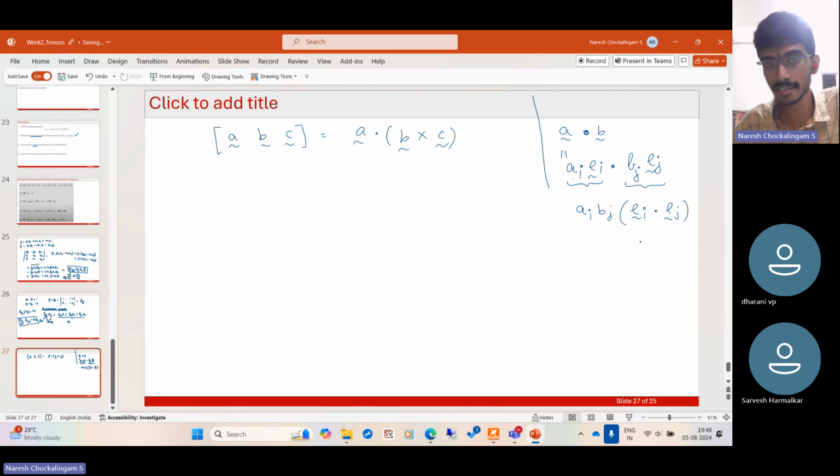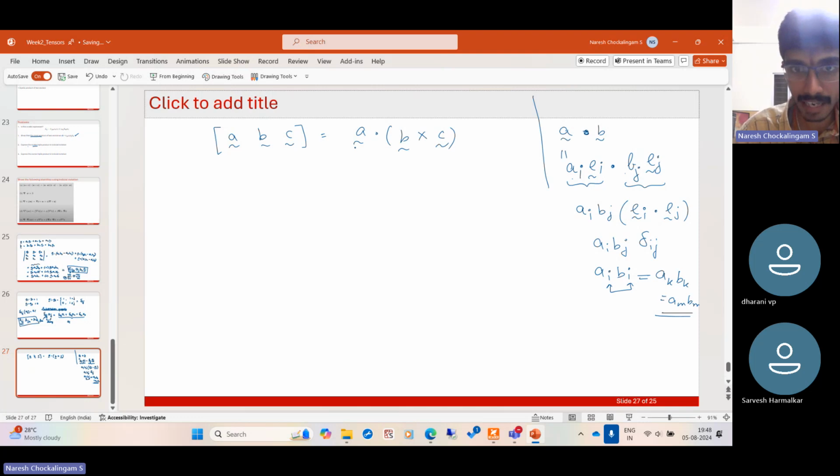What is ei dot ej? ei dot ej is delta ij. You have ai bj. So delta has the substitution property. So in place of j, you put i. So it is just ai bi. But now i has become a dummy index, so it's also equal to ak bk, or anything, am bm. So the dot product between two vectors is defined like this.